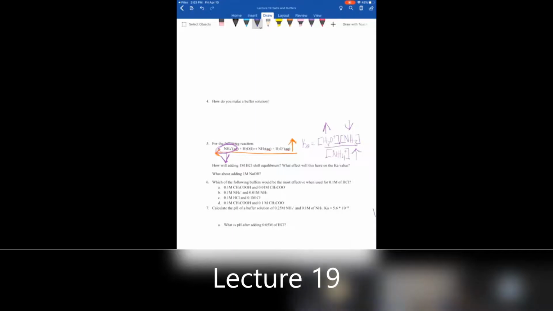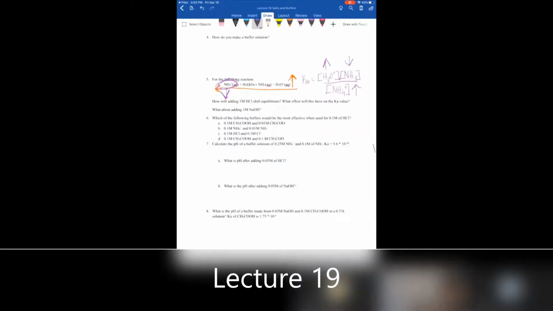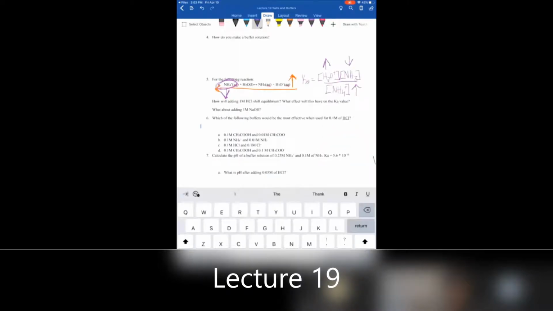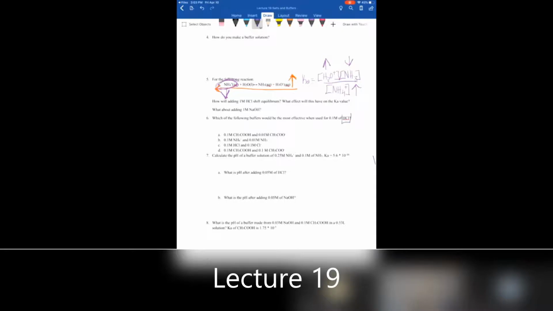Okay. So, which of the following buffers would be the most effective when using 0.1 molar of HCl? So HCl is a strong acid, it's going to completely dissociate. So which one's the best? Okay, so 0.1 molar acetic acid plus 0.01 M acetate.